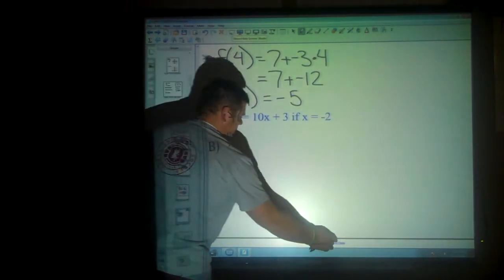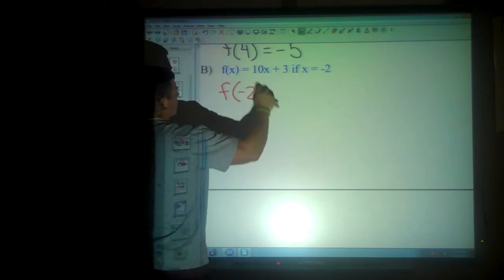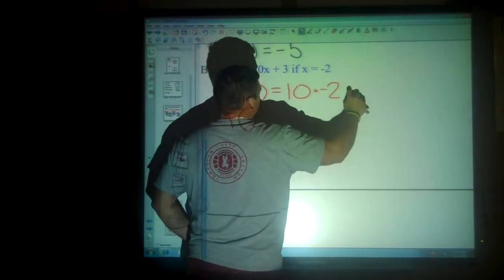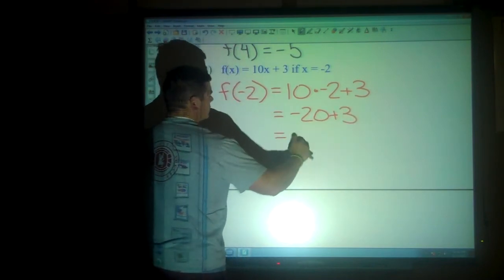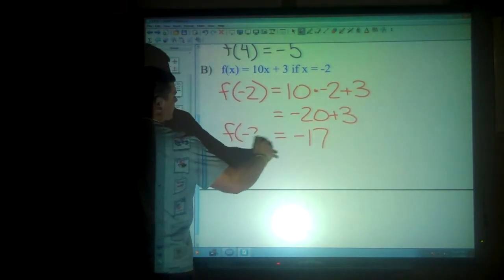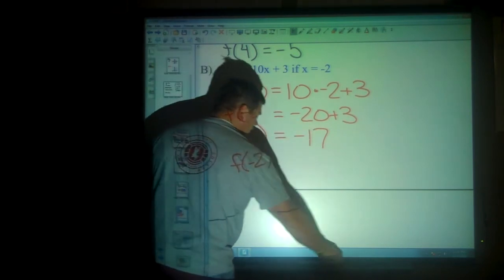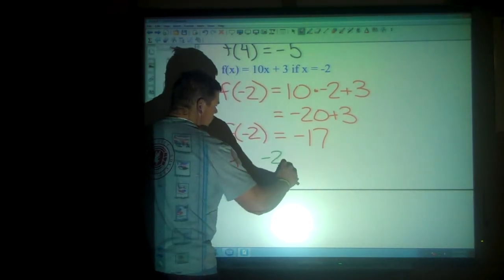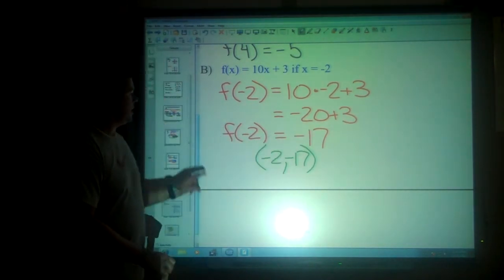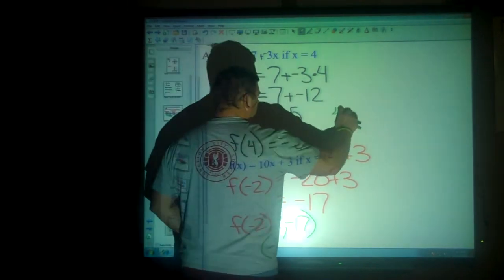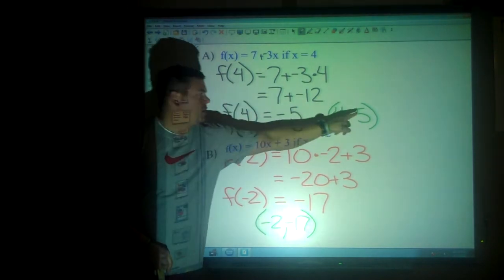Alright, try the rule again. This time the rule has changed. So we're going to say apply the rule to -2. 10 times -2 plus 3 means -20 plus 3 is -17. So when the rule was applied to -2, f of -2 equals -17. If you wanted coordinates for this, the coordinates would be -2, -17. Because if you recall, that is representing y. Y equals -17. The coordinates for up here would be 4, -5, because our input was 4 and our output result was -5.